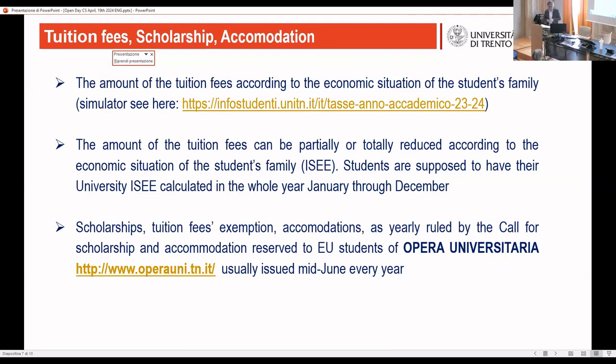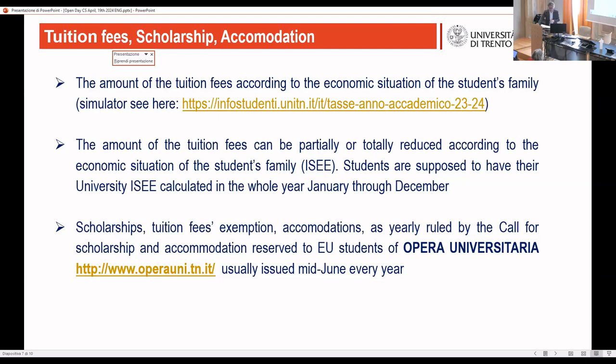Tuition fees, scholarship, accommodation. The amount of the tuition fees is calculated according to the economic situation of the students' families. This is for European students, Italian and European students. On our website, you can also find a simulator of the amount of tuition fees you're going to pay. Tuition fees can be partially or totally reduced according to the economic situation of the students' family, the so-called ISEE value.